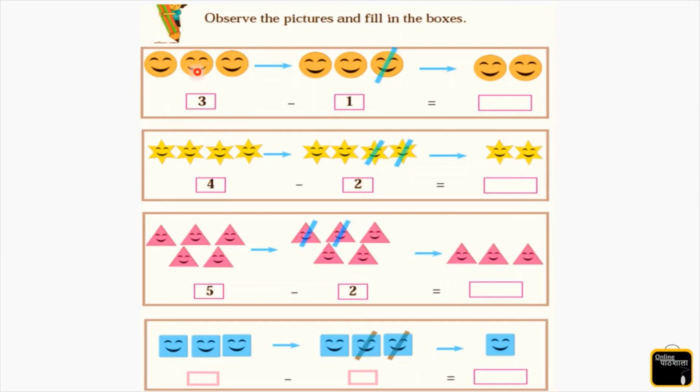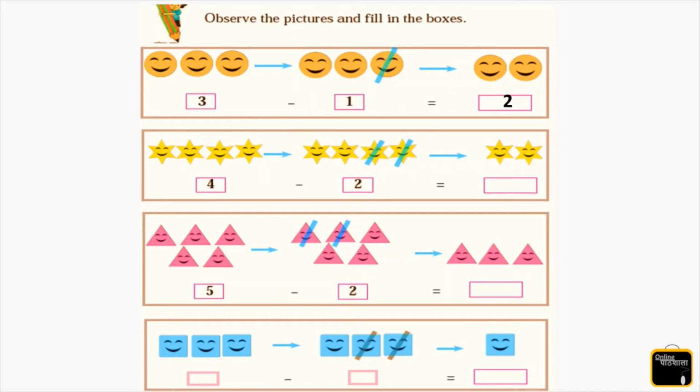See here, how many smileys are here? 1, 2 and 3. And from these we strike 1. It means we are going to minus. 3 minus 1 is equal to how many left? 3. We cut here 1. How many left? 1, 2. Yes, 3 minus 1 is equal to 2.